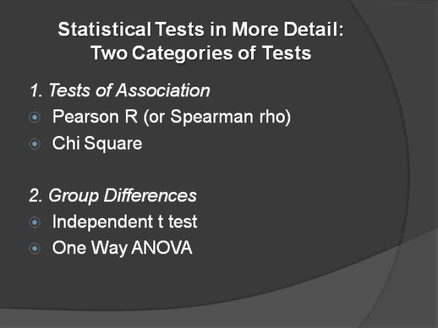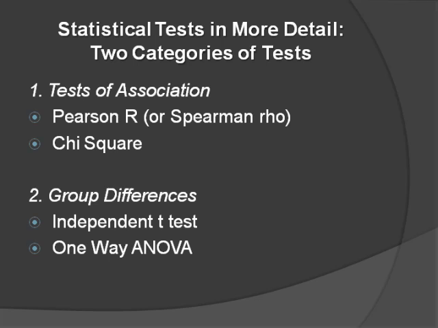Okay. Let's talk about these statistical tests in just a little bit more detail. I've given you an introduction to how we go about actually selecting these tests, but I want to give you a little more background information about what these tests actually are. Okay. The first category of tests are what's known as tests of association. Here we're just looking at relationships between variables. This includes Pearson R as well as Chi-square.